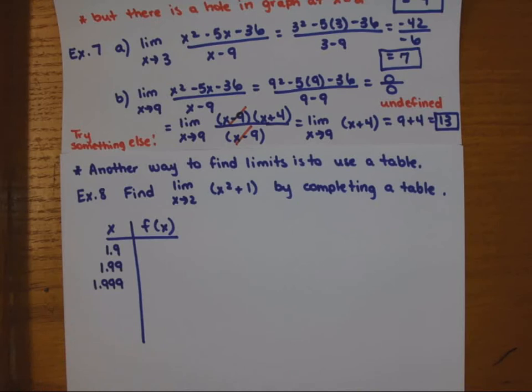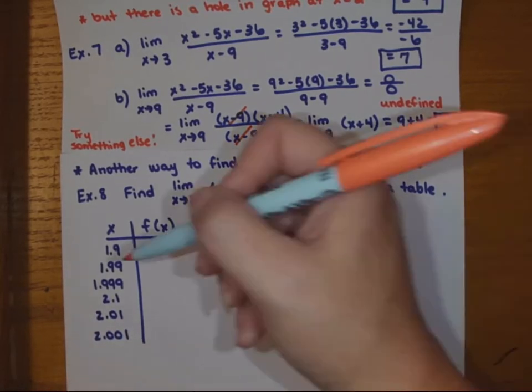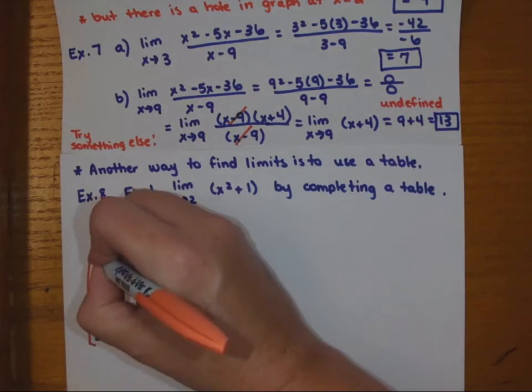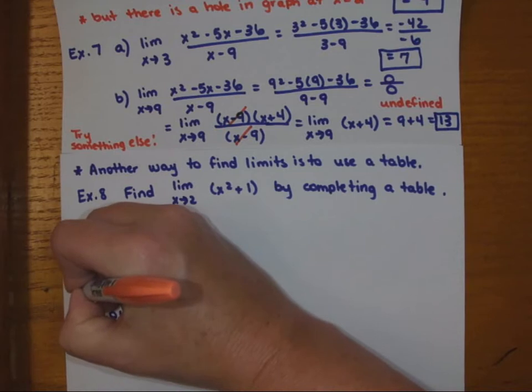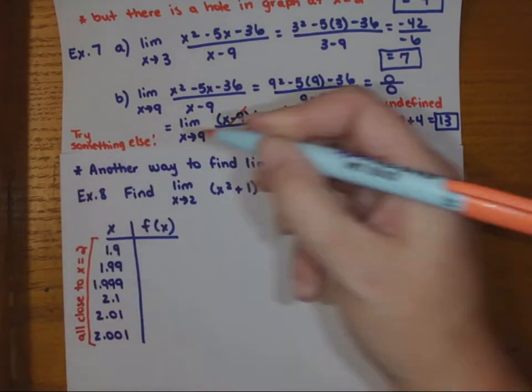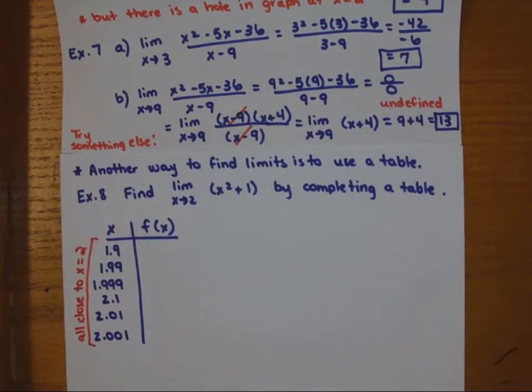So we're also going to do the same thing for values that are bigger than 2. In other words, values to the right of 2. So 2.1 is pretty close to 2. But 2.01 is even closer, and 2.001 is even closer. Okay, so I could have picked any values I wanted here. The reason I chose these is because these are all close to x equals 2. And when I'm trying to do the limit as x approaches 2, that's what I want.